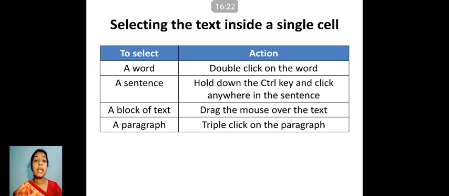Then next is to select a block of text, meaning a few lines or a part of the paragraph. Then what do we have to do? Drag the mouse over the text. You have to click in the beginning and drag till where you want to select. Then for a paragraph, triple click on that particular paragraph, and the whole paragraph will be selected.